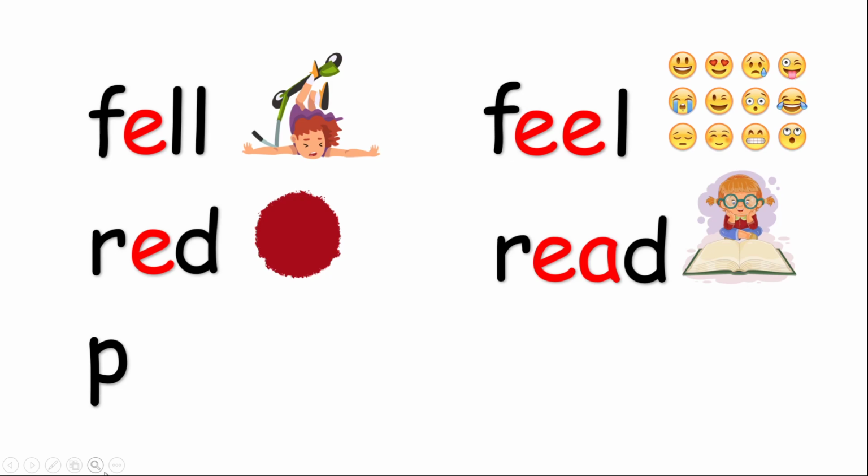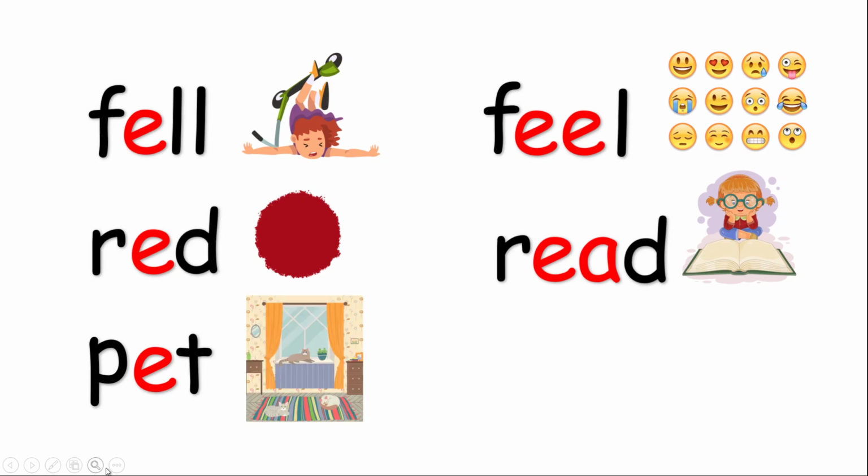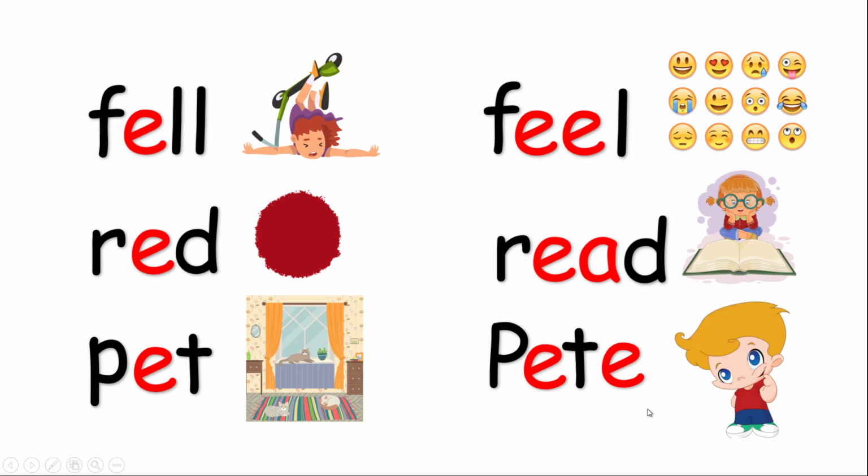Okay, let's see another example. Pe, pe, pet. Pet. A pet is an animal that lives in our house. The cat is my pet. On the other side, pe, pe, pet. Now, if I add an E at the end, it becomes long E. Pete. Pete is a name for a boy. Pet. Pete.